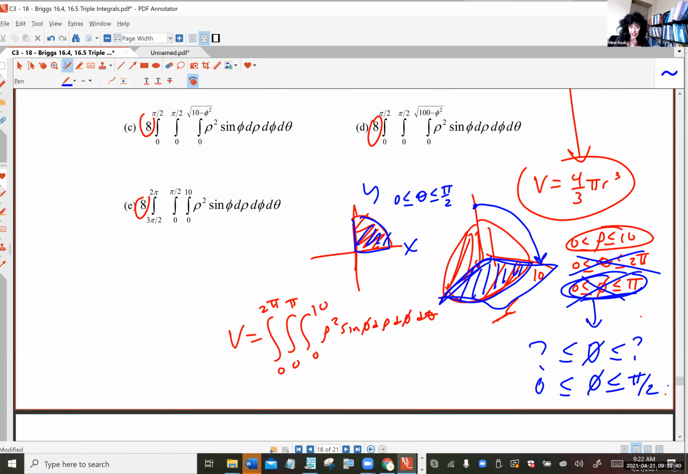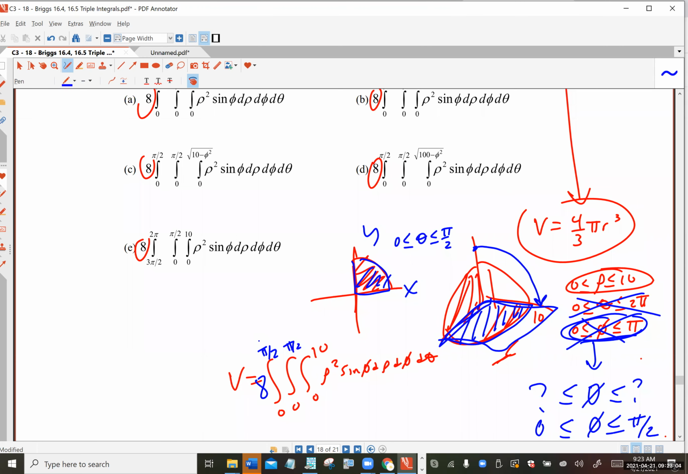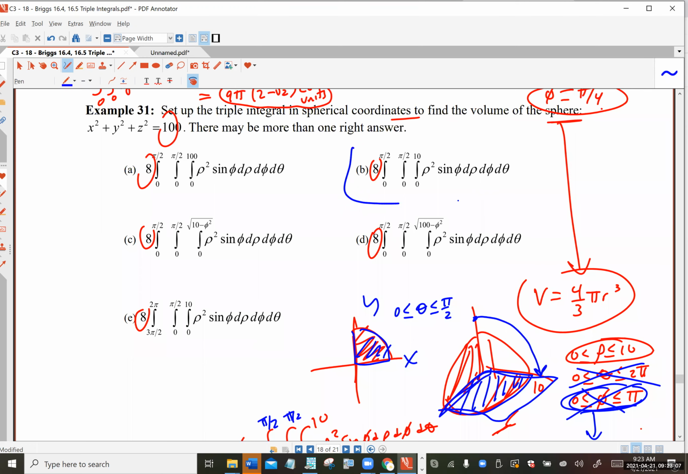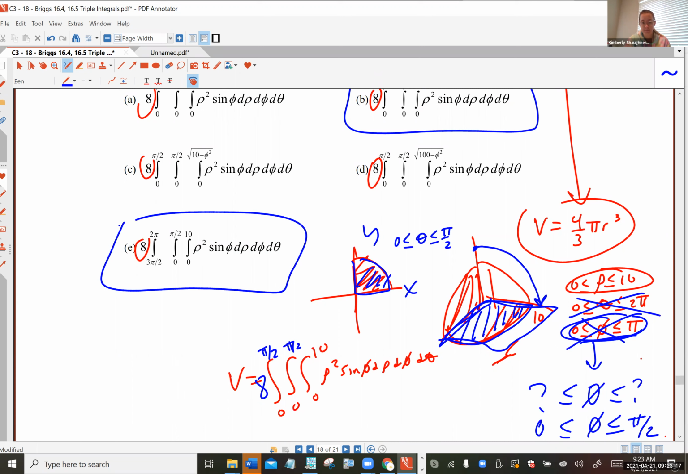So what we want now, instead of these limits that I had before, it looks like both theta and phi will be going to pi halves. And since we are using the symmetry, we'll multiply that by 8 in order to get the full volume of the sphere. Okay, so does anything look like it's going to match this one? B. B is correct. Okay, are there any others? E? E is correct. Why?